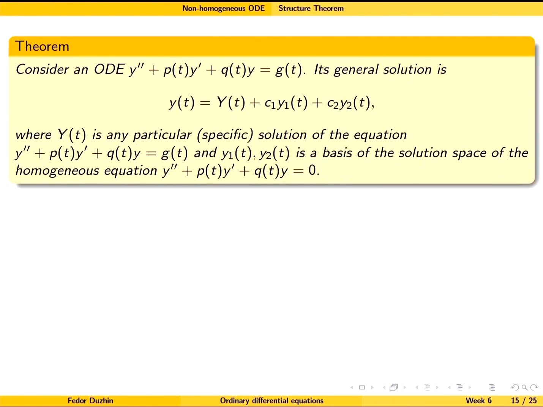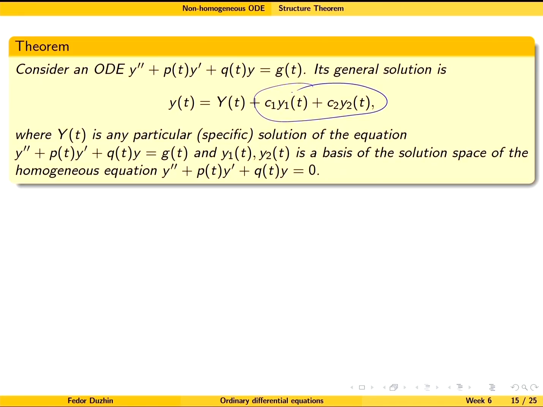All right, here is the general theorem. Suppose that we have a second order linear ordinary differential equation that is non-homogeneous, so that there is a right-hand side g of t. Then the theorem tells us that its general solution can be expressed as some particular or specific solution of this equation plus this form, and this form is nothing else but the general solution of the corresponding homogeneous equation.